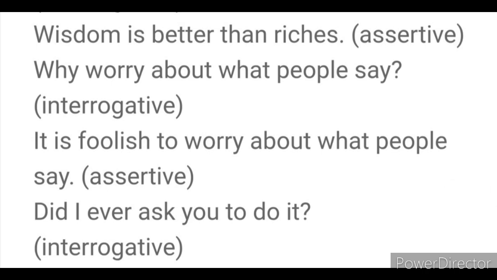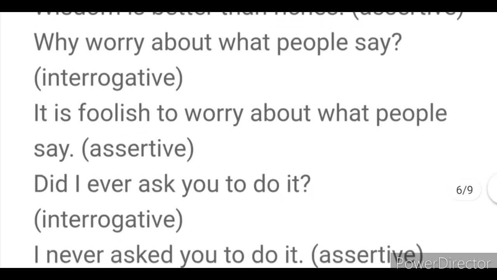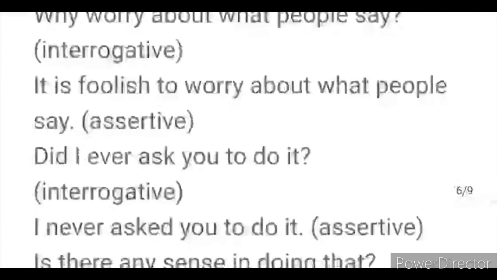Very often. Did I tell you to do this? Did I give you permission to go out? Which means that I did not. So that is the sense you have to have in your mind. So did I ever ask you to do it? Interrogative. I never asked you to do it.